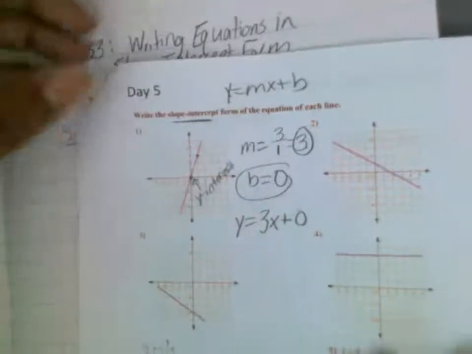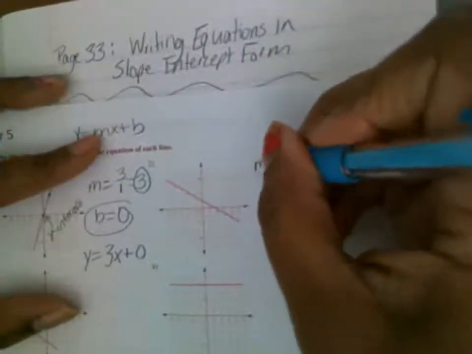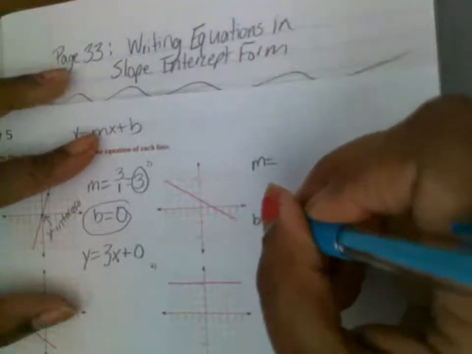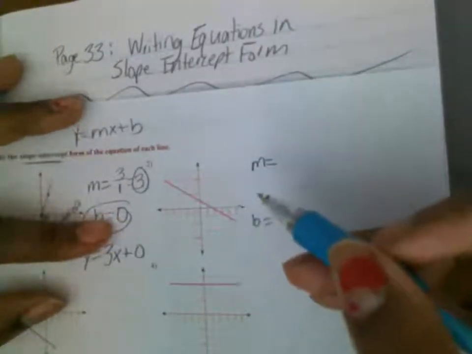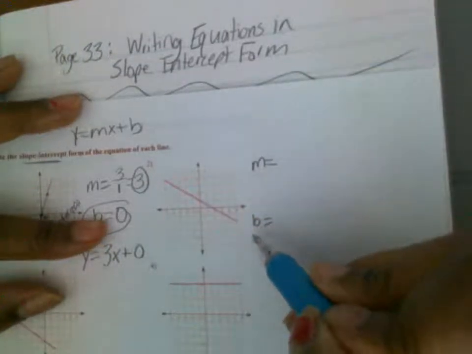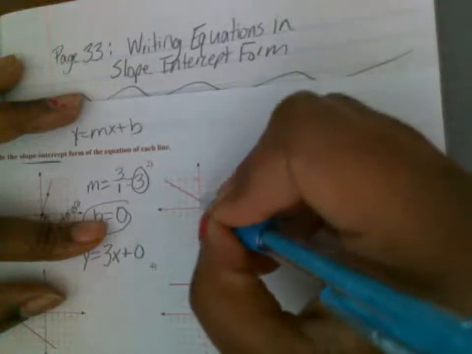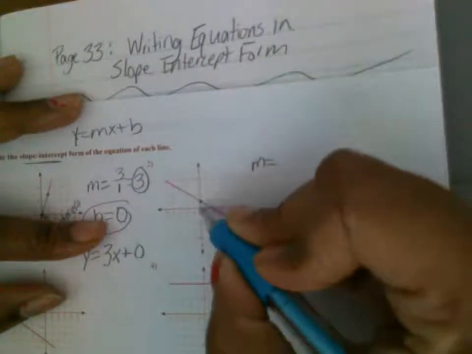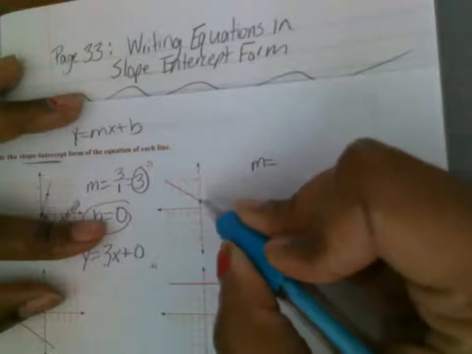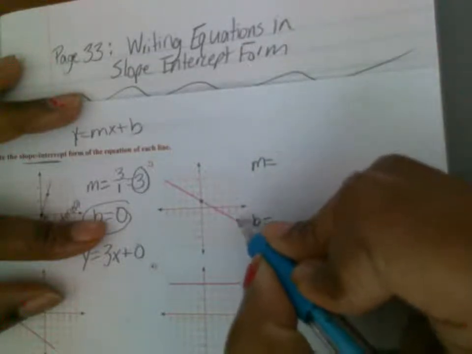Either one is okay. Let's do number 2. Do the same thing again. We're going to find m and then find b. Okay, so in order to find m, pick 2 points on this line that you can read, that you know the ordered pair for. You know the ordered pair for this point right here, which is 0 and 1. And you know the ordered pair for this point down here.